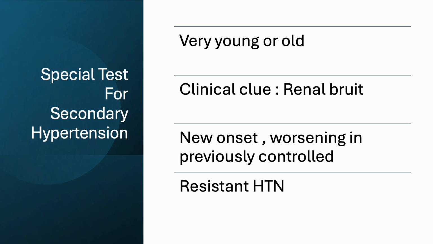Moving on to some special tests. So not every patient who has been diagnosed as having hypertension will require all these special tests. But you can offer them that in patients who develop hypertension at extremes of age, in patients whose evaluation reveals a clinical clue that the patient might have secondary hypertension, like a renal bruit, or if a patient has new onset hypertension or worsening hypertension in a previously controlled patient, or if the patient presents with resistant hypertension. In these cases, you may think about some special tests, which we will discuss in another video.